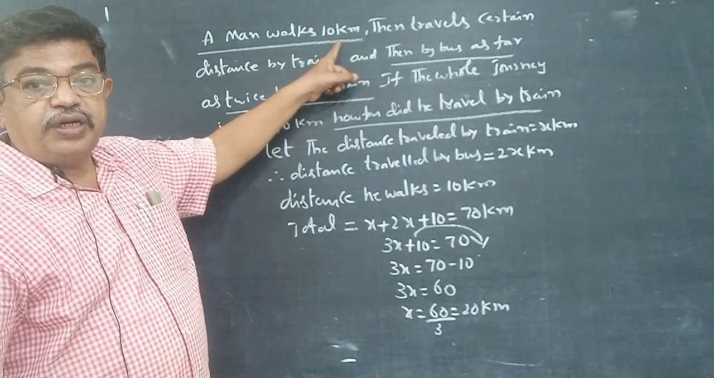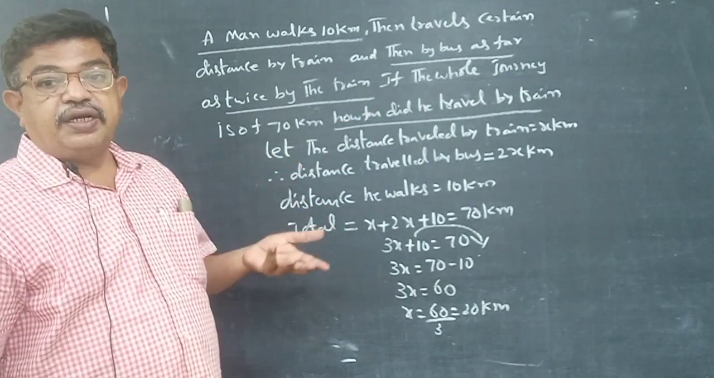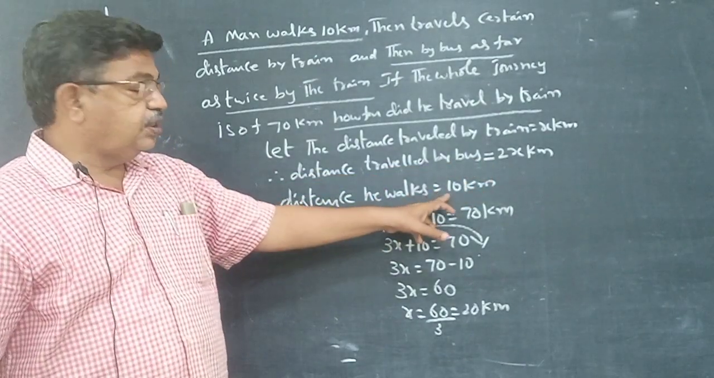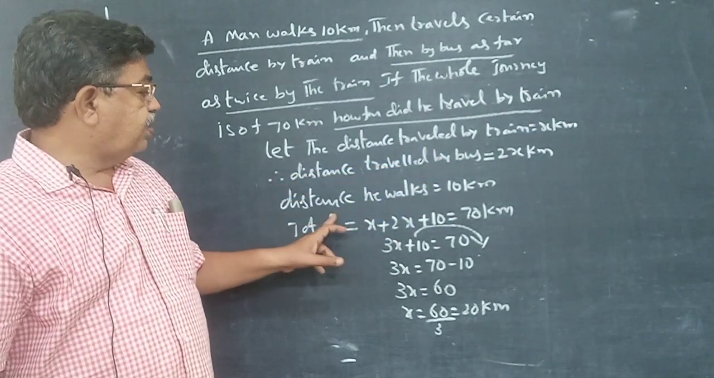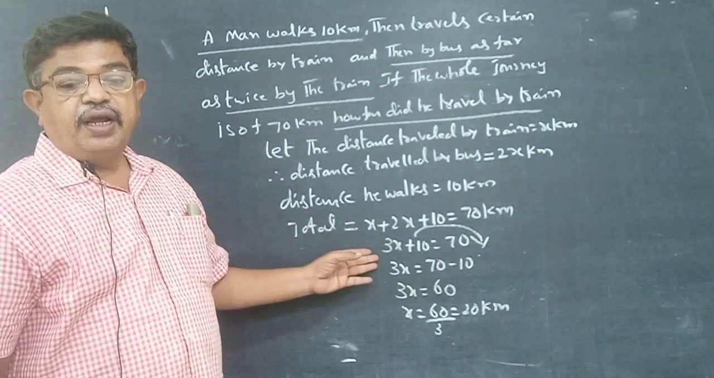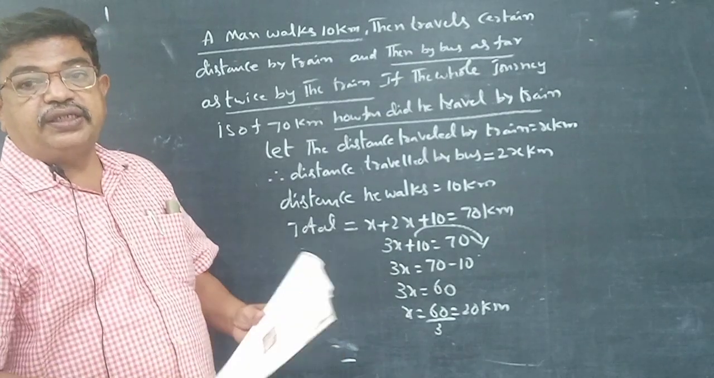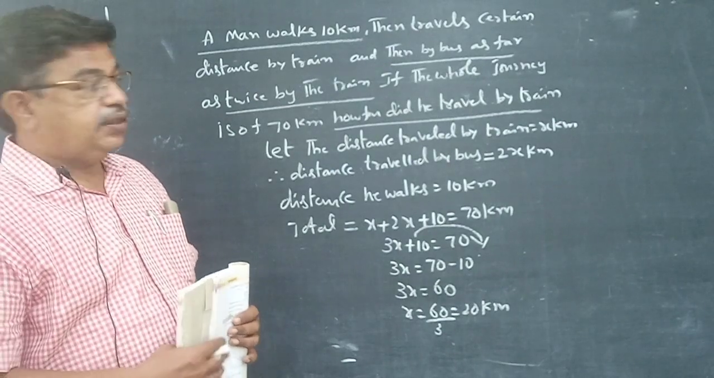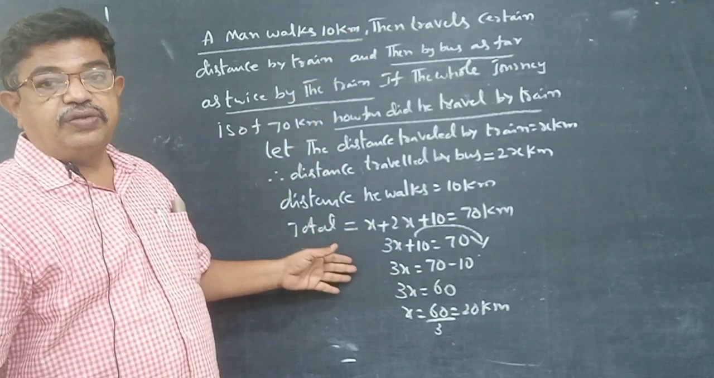He walks 10 kilometers, he travels by train x kilometers, and he travels by bus twice the distance traveled by train, that is 2x kilometers. So the distance he walks is 10. Total distance, one by bus, the other one by train, and the third one by walk. Total it is 70 kilometers. So you frame a linear equation, and then we got x is equal to 20 kilometers. Therefore, the distance he travelled by train is equal to 20 kilometers. I think framing the equation is important. If you understand the condition, it is easy to calculate.